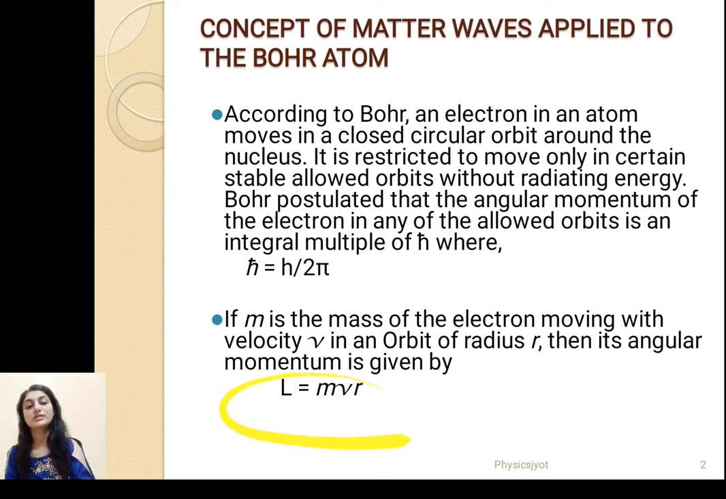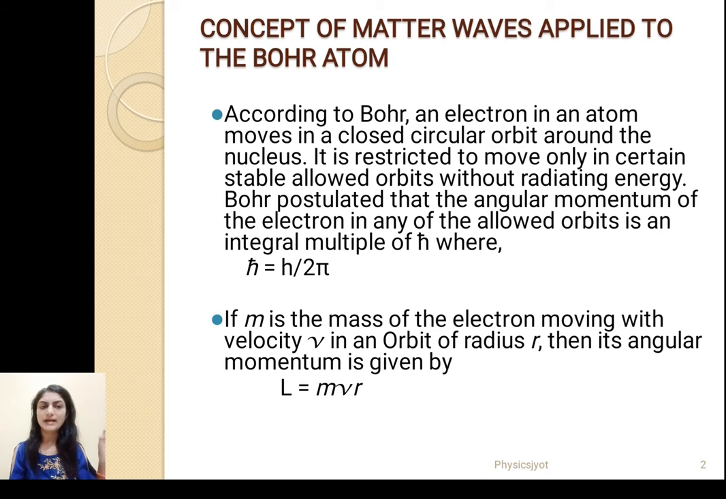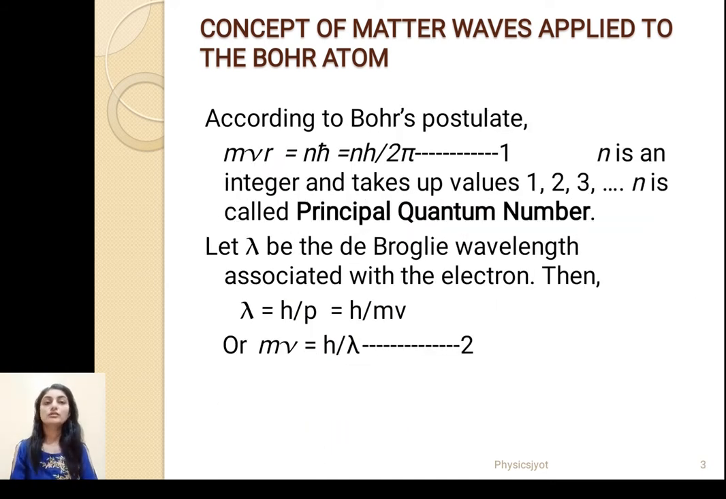So you have to remember this: angular momentum is r multiplied by linear momentum, and linear momentum is mv. That is how I am writing L equals mvr. According to Bohr's postulate, mvr, that is the angular momentum, is an integral multiple of h cross, that is n h cross. H cross is h upon 2 pi. So I can write mvr equals n h upon 2 pi, where n is an integer. It can take up values 1, 2, 3 and so on, and that is called the principal quantum number.